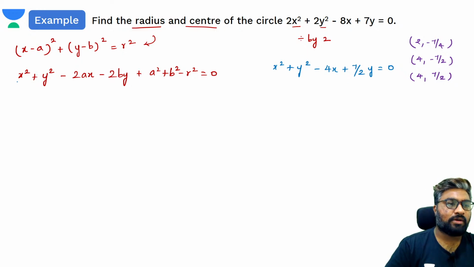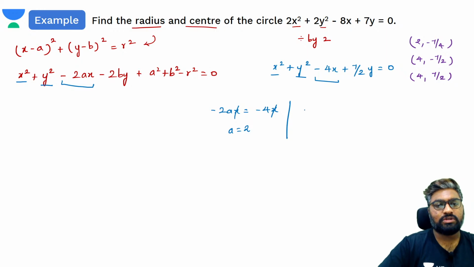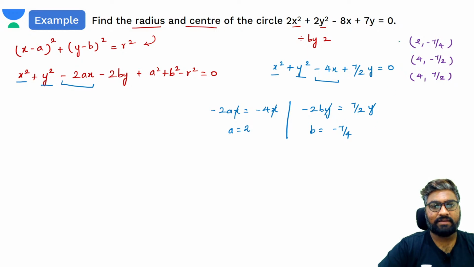ठीक है, now let's compare. तो x², y² got compared, done. We have -2 times a x being equal to -4x. So what do you get? You get a is equal to 2, correct? One part done. Next let's compare -2 times b y with 7/2 y. So y gets cancelled off, b becomes -7/4. So what's your center, guys? Your center is 2, -7/4. This is the center. The rest of the answer choices are incorrect.